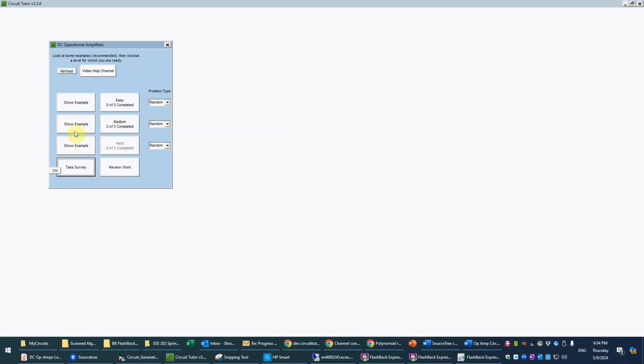In addition, it would be a very good idea to view some examples at the appropriate level prior to starting to work problems yourself. So for right now, I'm going to go straight into the game.